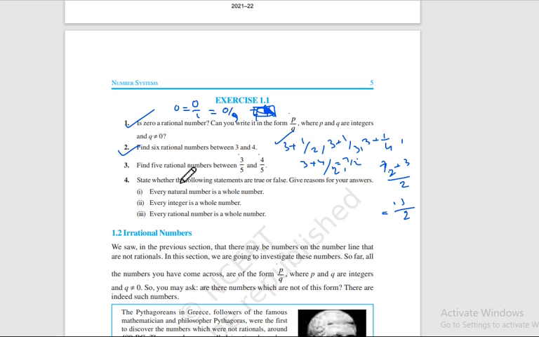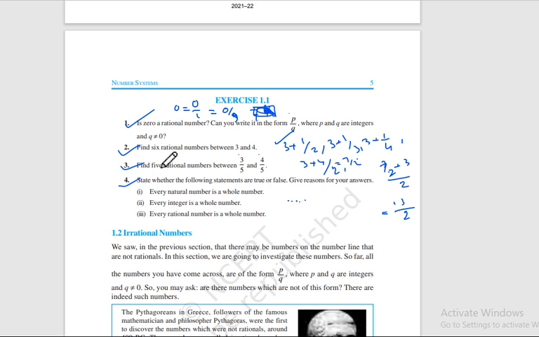Find 5 rational numbers between 3 by 5 and 4 by 5. Can you do it? What will you do? You don't have to think much. What you have to do is keep on averaging these two numbers. Keep on averaging between these two numbers, and you will get a number between these 2 points, and then average between these two, average between these two, and keep on doing this. So you will be able to do this also, very easy.